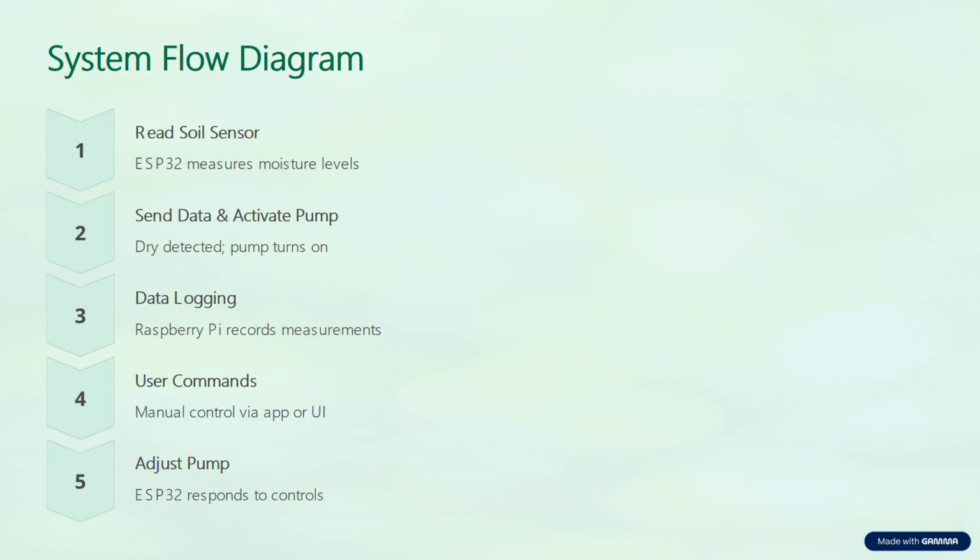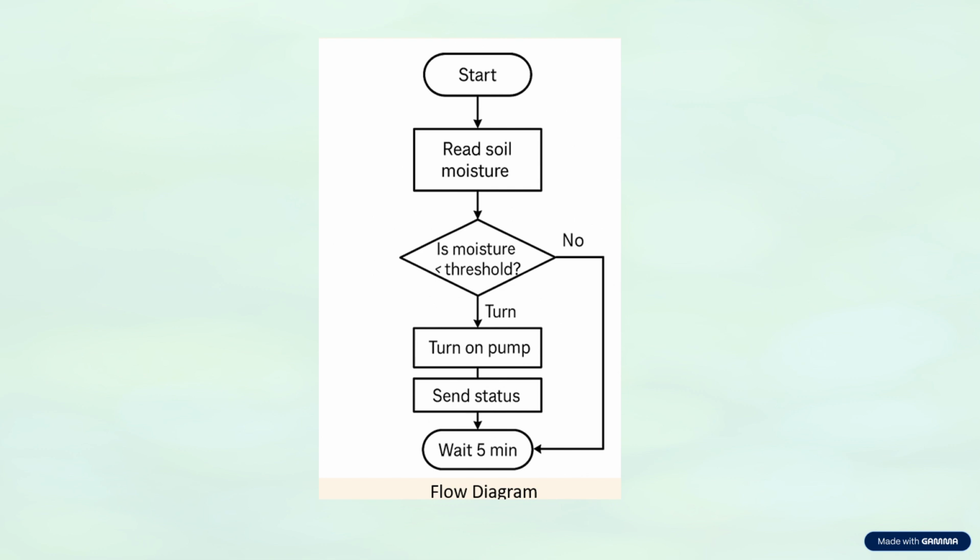Next, moving on to the flow diagram. There are a few steps in the flow diagram as well: read soil sensor, send data and activate pump, data logging, user commands, adjust pump. So this is the flow diagram that I've created.